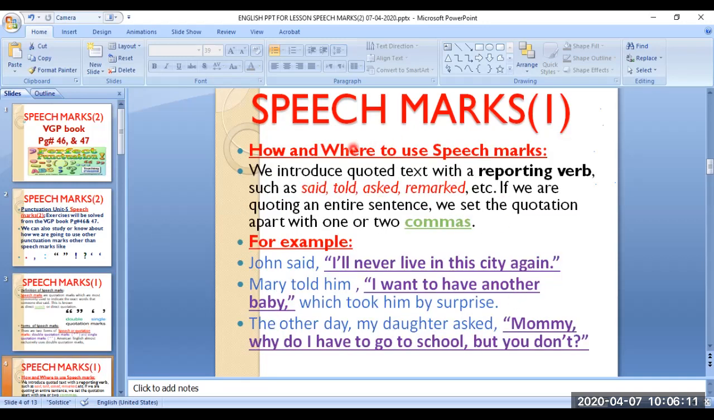Yesterday also we did how and where to use speech marks. I told you how we are going to use the full stop, exclamatory mark, and question mark. John said, double inverted commas here, quotation mark, "I will never live in the city again." See the full stop here, see the comma, see the question mark. They all are inside the double inverted commas. Every time keep in your mind, these punctuation marks should be inside the double inverted commas. Otherwise your marks will be cut and no marks will be given for this.